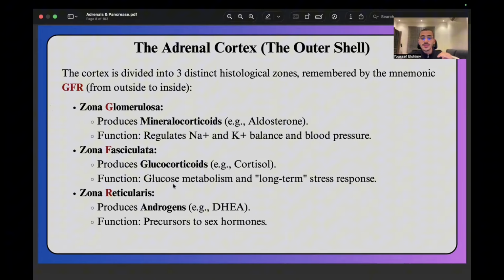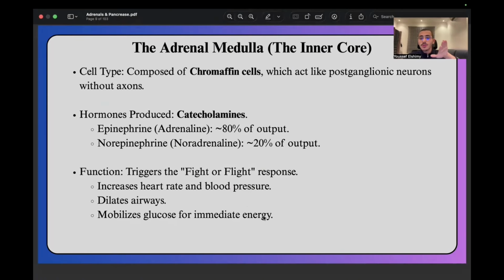Finally, the innermost layer of the adrenal cortex, we have the zona reticularis, which produces androgens like DHEA as well as androstenedione. And the function of these androgens is that they are precursors to sex hormones. They are precursors to testosterone and estrogen. Okay. Then we covered the outer layer, which is the adrenal cortex.